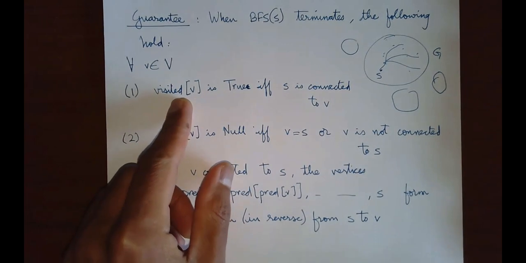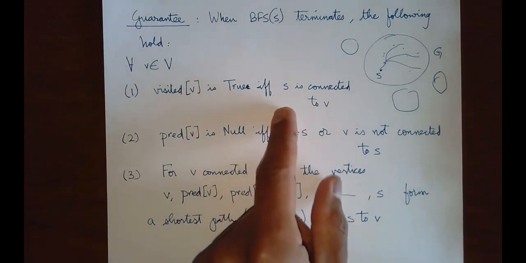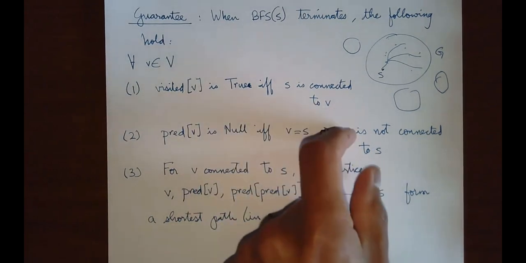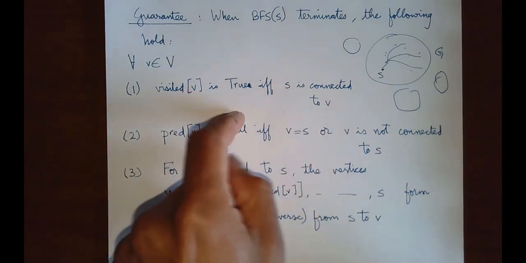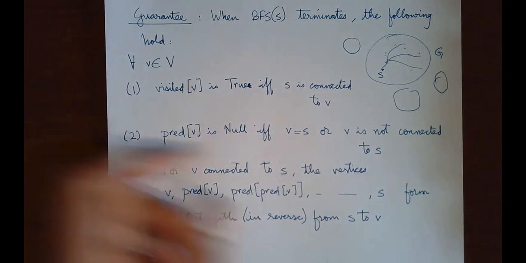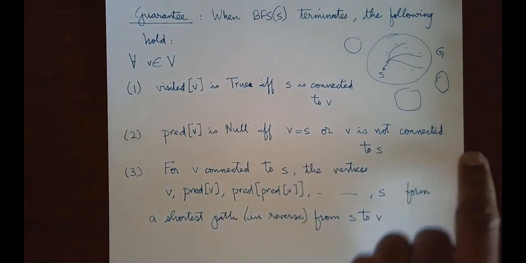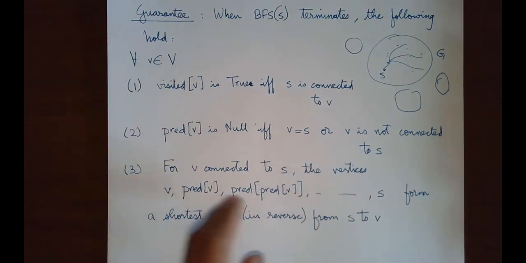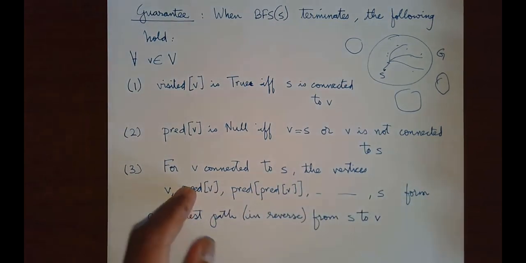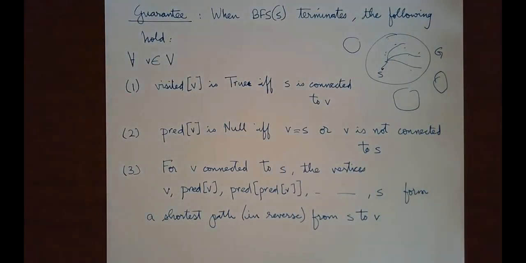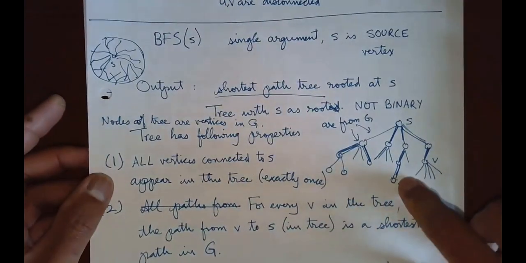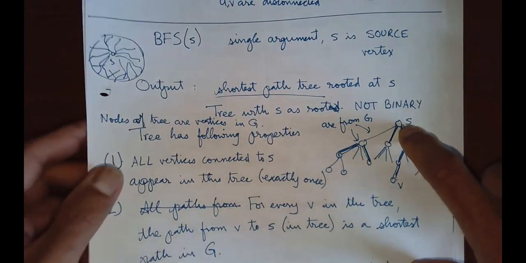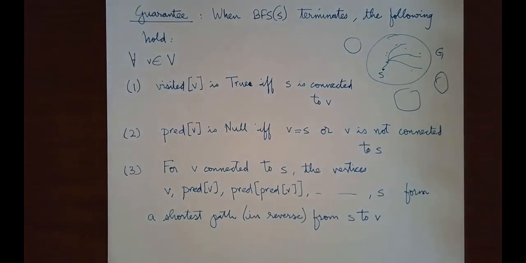Firstly, visited of V is true if and only if S is connected to V. What this means is, if visited of V is true, then S is connected to V. If visited of V is false, then S is not connected to V. The predecessor is null if and only if V is equal to S or V is not connected to S. Finally, for V connected to S, the vertices V, predecessor of V, predecessor of the predecessor of V, and so forth, form a shortest path. This path, because the predecessor is like a parent pointer, is exactly that. Okay? All right.